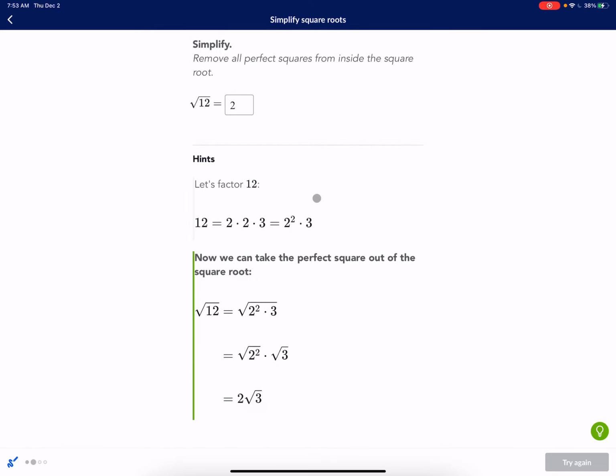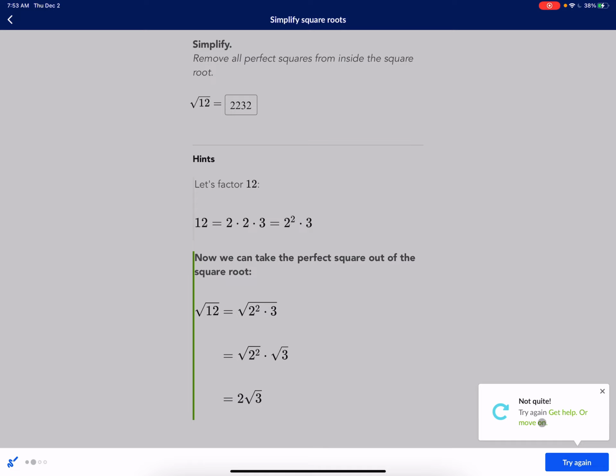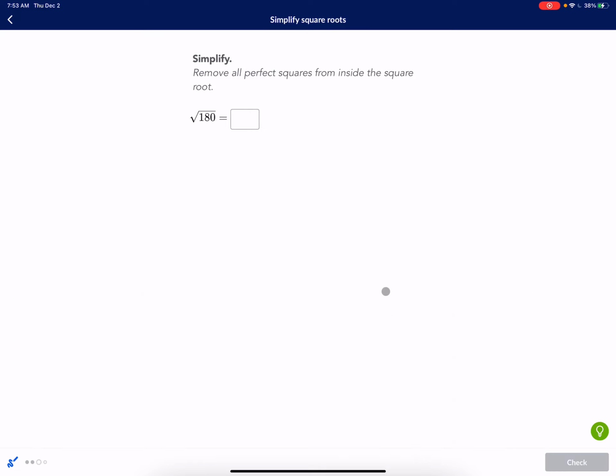All right, so I'm going to write, I wish I could just skip this. Okay, so yeah, I can't. Okay, check again. Please let me just go. Move on. Okay. All right, let's try one last one.